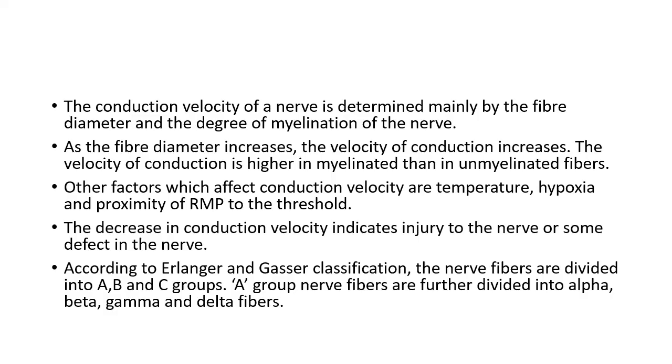Now, according to Erlanger and Gasser classification, the nerve fibers are divided into A, B, and C groups. A group nerve fibers are further divided into alpha, beta, gamma and delta fibers. Now the function of these different fibers is already given in your journal, so you can go through it.